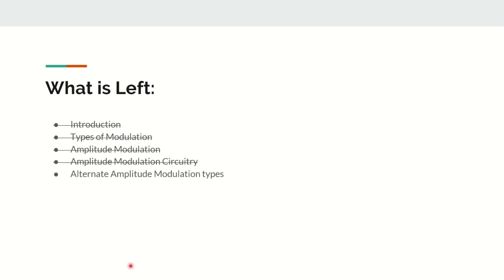So now we have covered a brief intro, the types of modulation, a more detailed analysis of amplitude modulation and the circuitry involved. Finally, we're going to cover some of the alternate amplitude modulation types. These all have benefits and drawbacks compared to our amplitude modulation from the last unit. Typically, they are more complicated than our original amplitude modulation, but they do either have a higher efficiency power-wise or are better at conserving bandwidth.